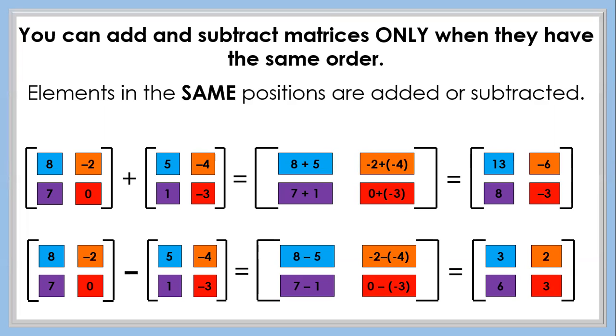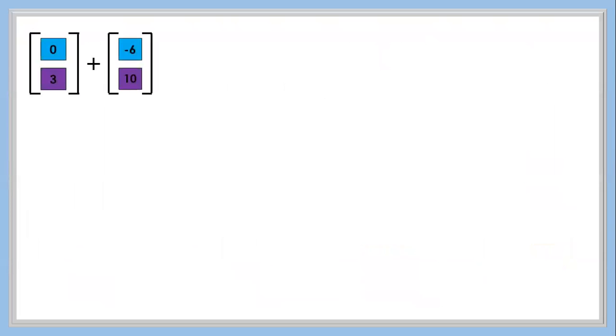Let us look at another example. Please pause the video at this time and attempt this question. Fantastic job. Let us see if our answers are the same. So in this example, we have a 2 by 1 matrix, which is added to a 2 by 1 matrix. These can be added because the matrices are of the same order.